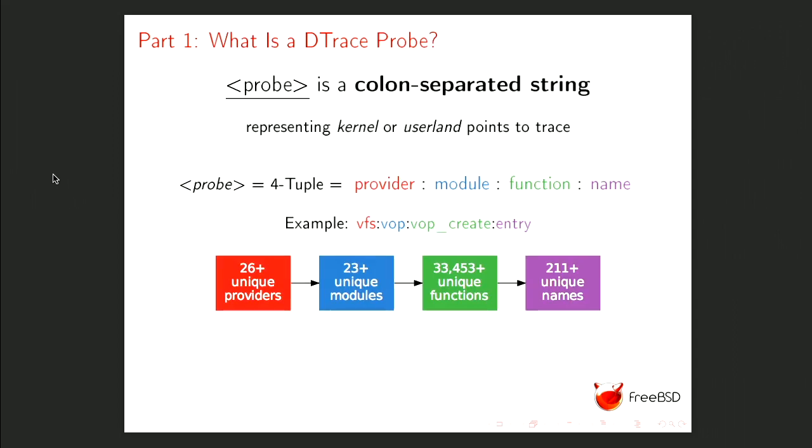So a probe is a colon-separated string. And it represents a kernel or userland point to trace. You can trace one, more, or any number. And so it's separated by the provider, the module, the function, and the name. Providers are at the top level. Providers provide modules. Modules provide functions, and functions provide names. It's not always the case. Sometimes you have a provider that doesn't actually have any submodules or functions, just names. But at the top level, it's all providers. There's 26. Get to know them.